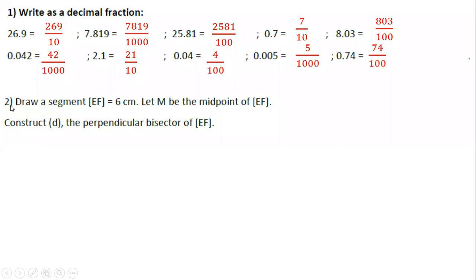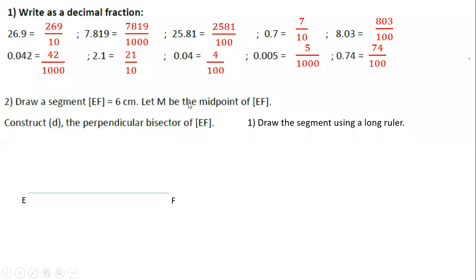Now, exercise number 2. We should draw a segment EF equals 6 centimeters. Who can tell me which ruler do I use to draw a segment? The protractor, the long ruler, or the set square? The long ruler. Yes, the long ruler. So we draw a segment EF using the long ruler. This is how we draw a segment, and we name it at the beginning E and at the end F.